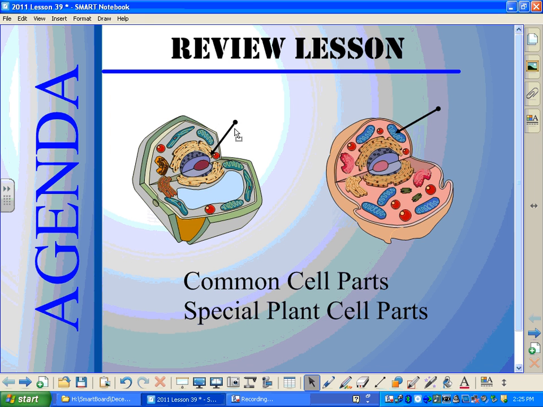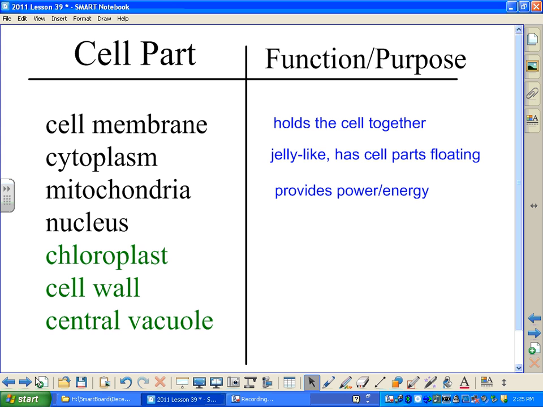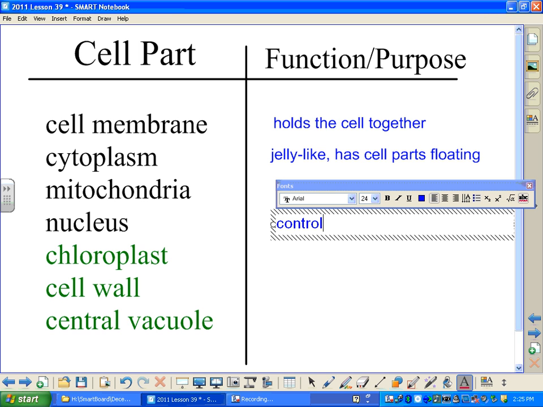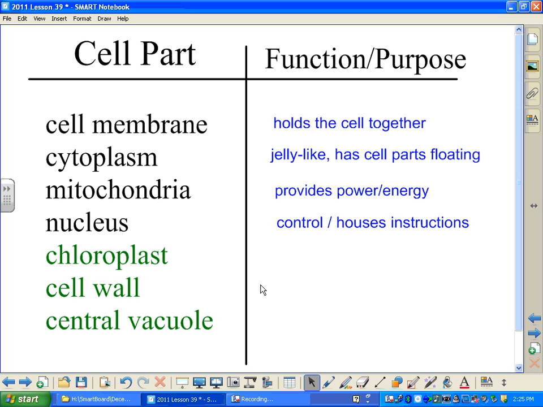The nucleus, both plant and animal cells have it, both. It's usually the biggest organelle in the cell. You can usually see it even with a low-powered microscope. And the purpose of the nucleus is it controls the cell. And this is where the instructions are housed. All the instructions for running a cell are contained in the nucleus. It's kind of like the boss of the cell. It's like the government. It controls all the rest of the cell.